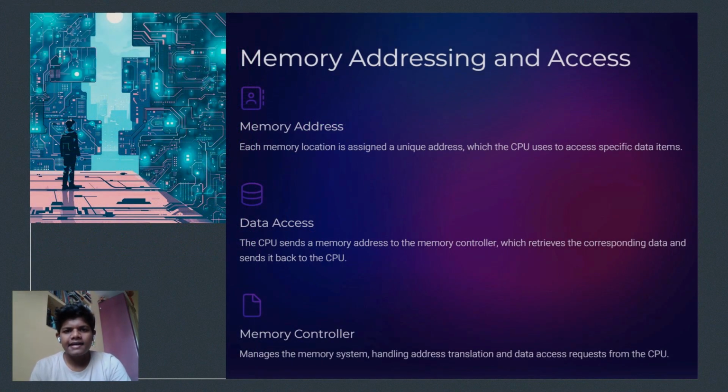Memory addressing and access. Memory address. Each memory location is assigned a unique address which the CPU uses to access specific data items. Then data access. The CPU sends a memory address to the memory controller, which retrieves the corresponding data and sends it back to the CPU. Then the memory controller manages the memory system, handling the address translation and data access requests to the CPU.